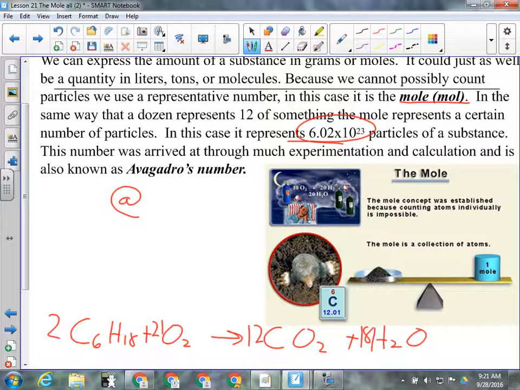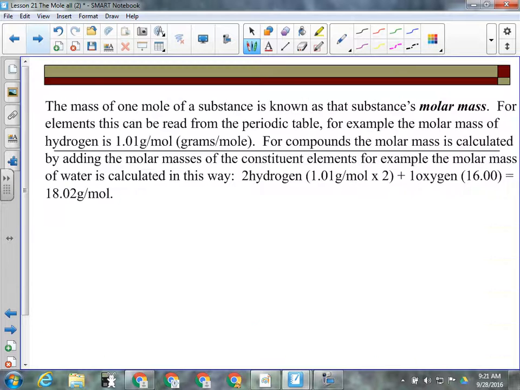Everybody with me so far? Now, the mass of 1 mole of a substance is known as that substance's molar mass. So the mass of 1 mole is molar mass. For elements, those are all on the periodic table. It's easy, we just have to look them up.